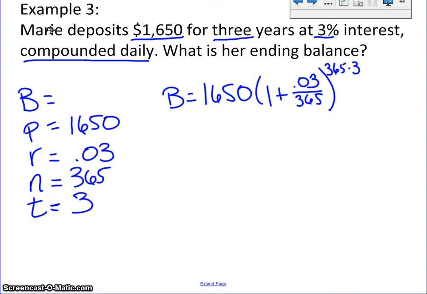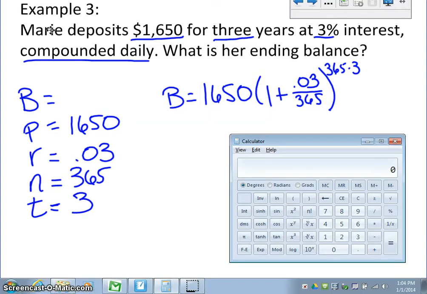There's a huge difference between multiplying 365 by everything here in the parentheses or multiplying 365 by 3 and then taking that result and multiplying it out. So, as we go through here, I'll show you with the parentheses. It's just going to be very important that we use them.